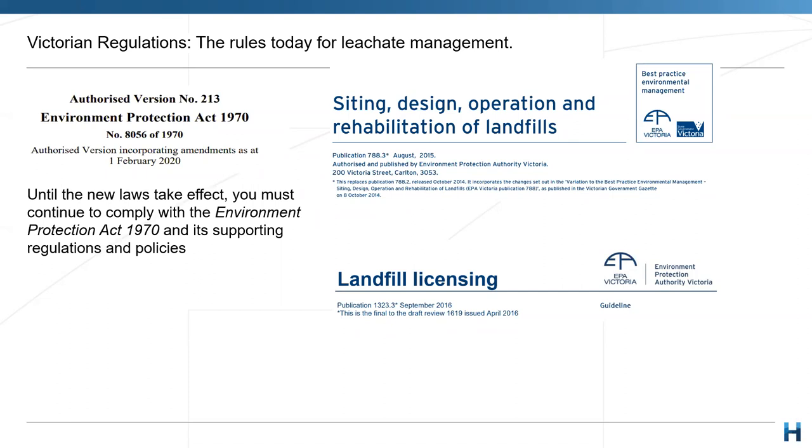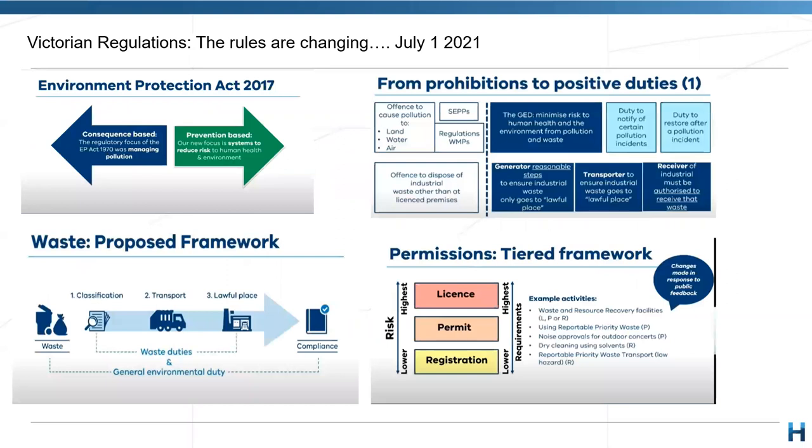Things won't change dramatically in some instances. Some of these references in front of us will still be relevant, particularly the BEPM, which is that Siting Design Operation and Rehabilitation of Landfills document. The licensing guidelines will, however, change. So what does the change really mean? Well, most of these slides I've got off publications on the EPA website, and if you do want to get more detail, there is a wealth of information there.